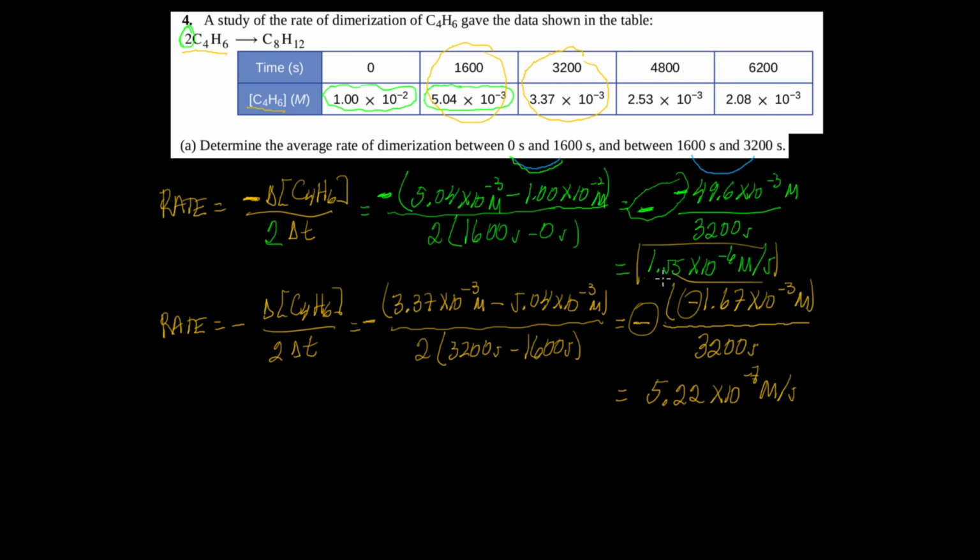These two are the answers or the rates for those time intervals. What you should notice is that the reaction rate is steadily decreasing. For the first interval, the rate was pretty fast, 10 to the minus 6. For the second interval, the rate went down. It's now 10 to the minus 7th. And that's common. That's normal.